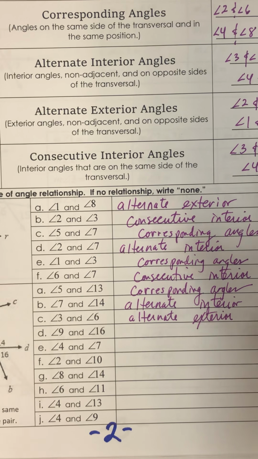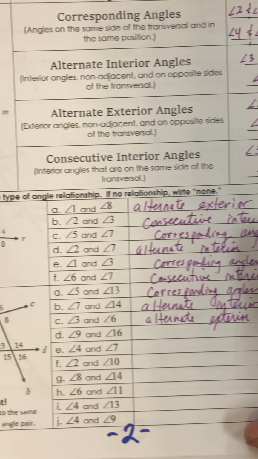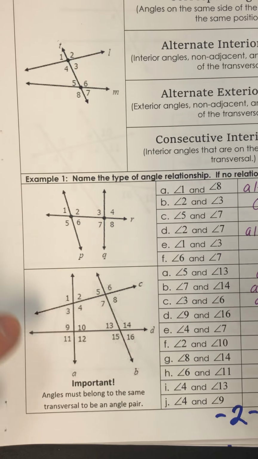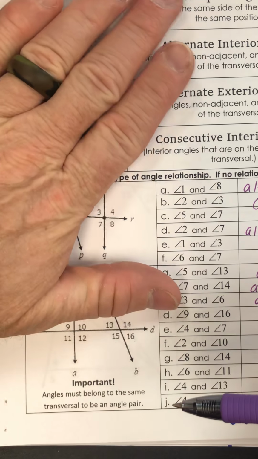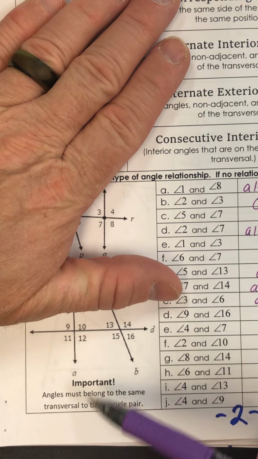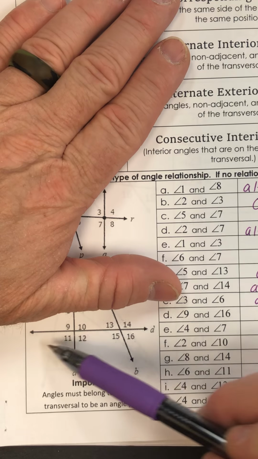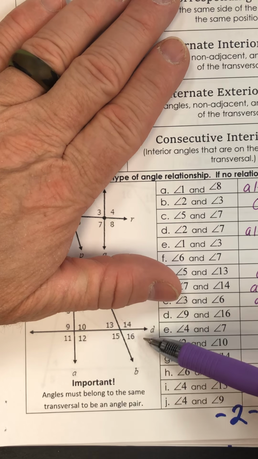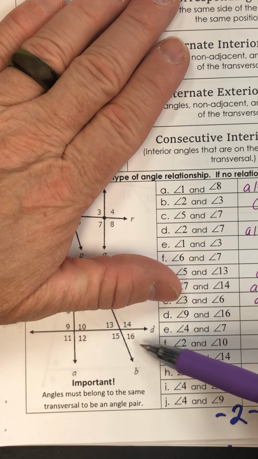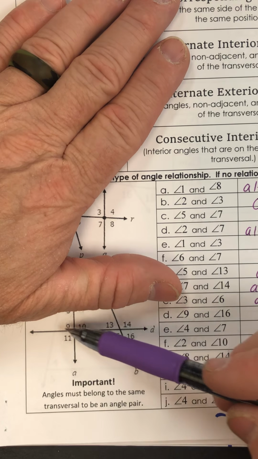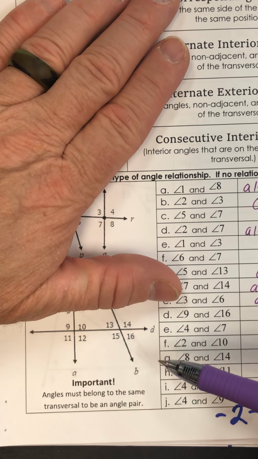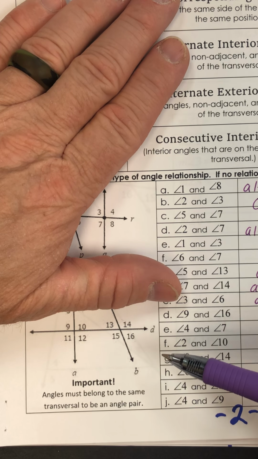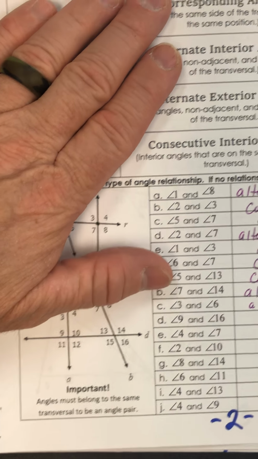Okay. And then let's see, where's 9 and 16? 9 and 16. So it looks like here would be the transversal. Here's the other two lines then. 9 and 16, they go across the transversal and they're outside those other two lines. So that makes them alternate exterior.